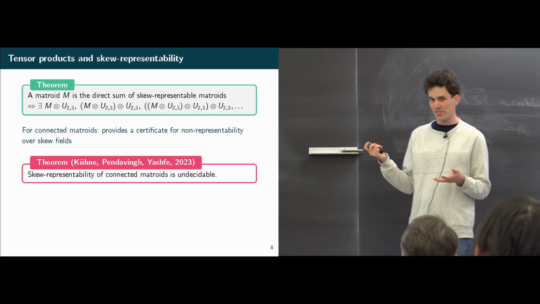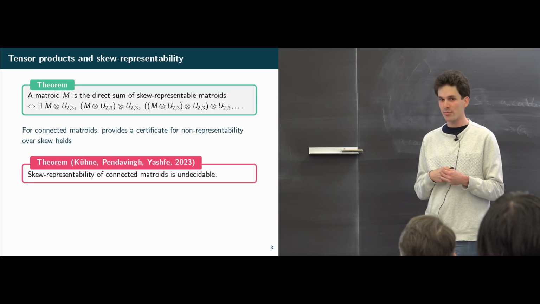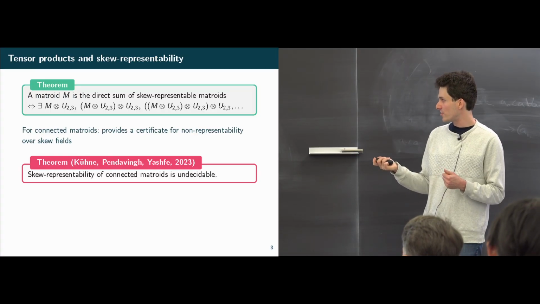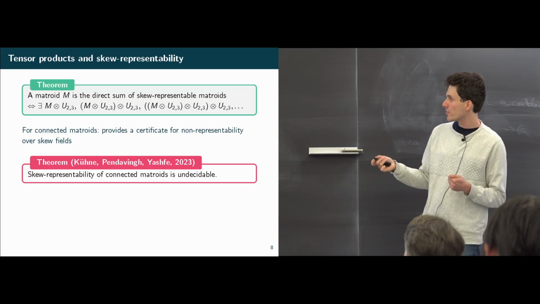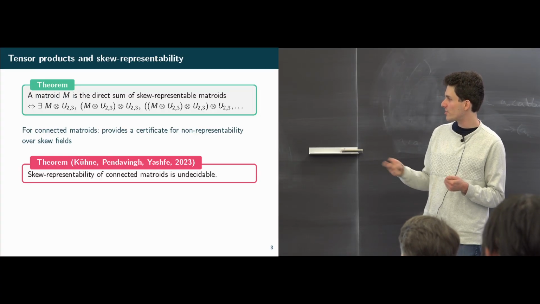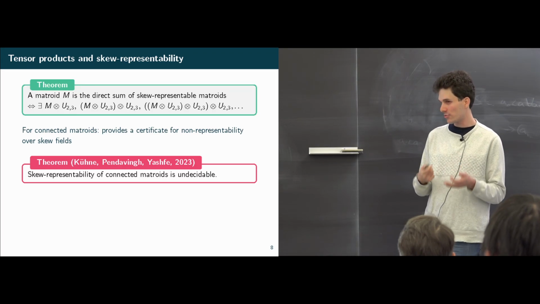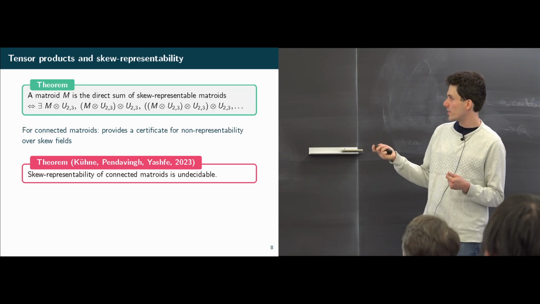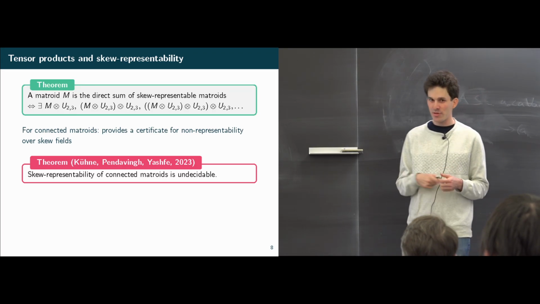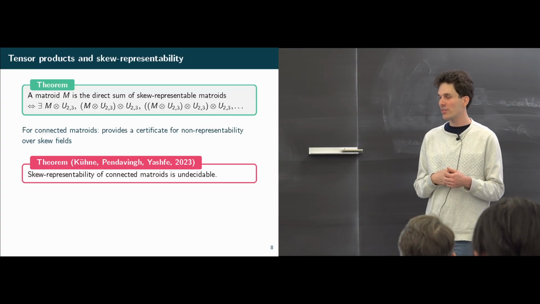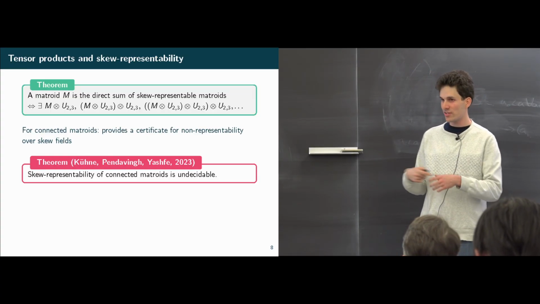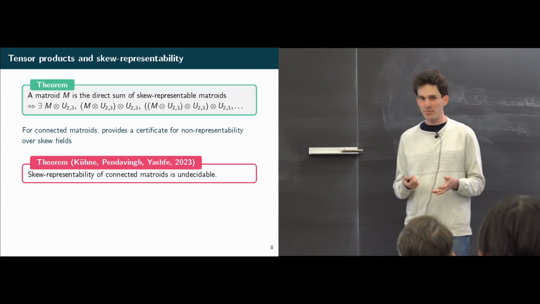So we gave a characterization to an undecidable problem, which has some interesting consequences. First, our result provides some certificate for a matrix being not representable. Because if the matrix is not representable over a skew field, then some member of this sequence doesn't exist, and then this member is a certificate.